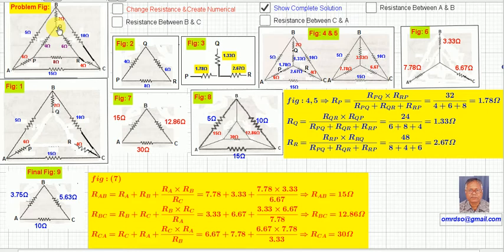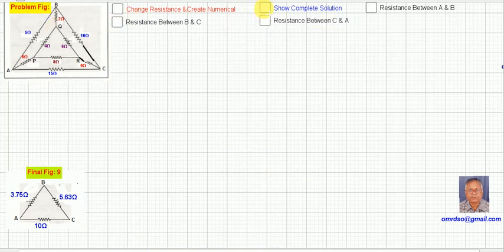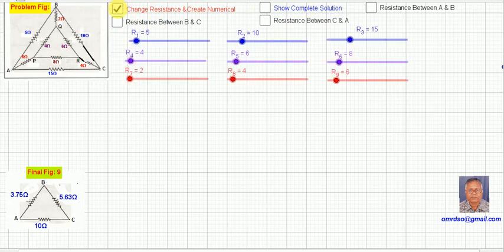Okay, so let us have everything. What I have mentioned here is change resistance and create a numerical. This is the way you can create the numerical by selecting the required resistances, whatever they are. Suppose it is this way: 5, this is 5, this is 15, this I am making as 20. Okay, so let us make it 20 ohm.